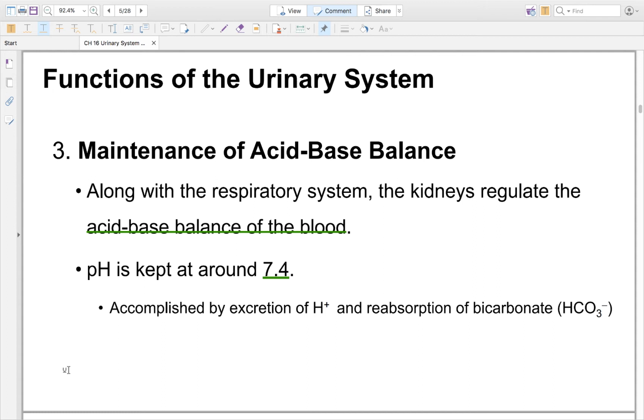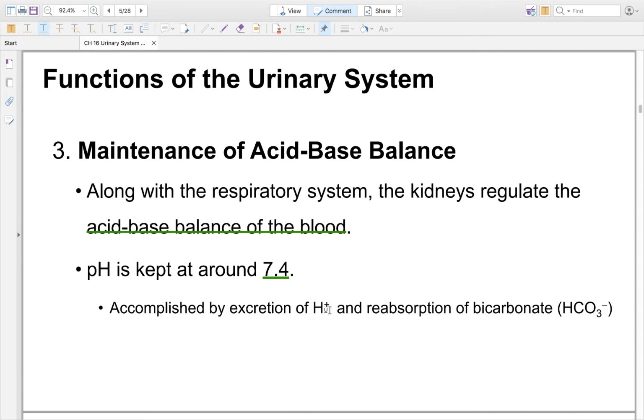If blood goes acidic or basic on any level, if it leaves this range, that will land someone in the hospital, and it has to be taken care of. All right, and how is this done?